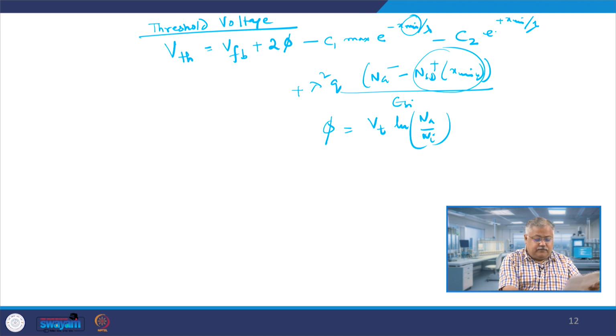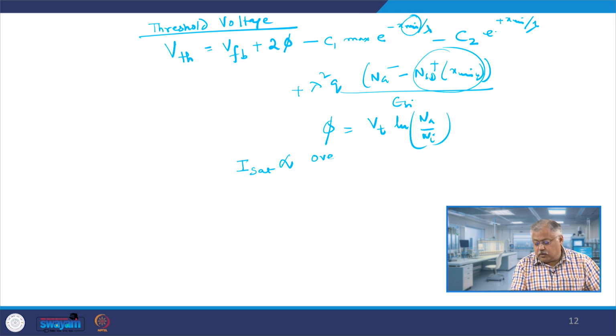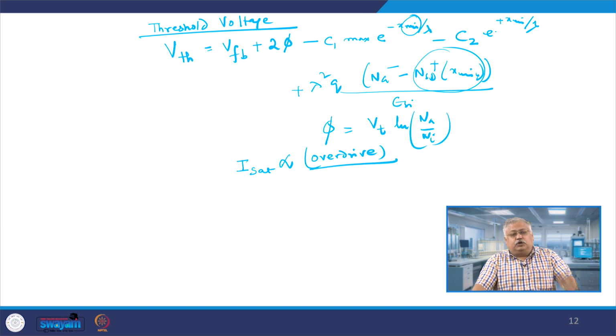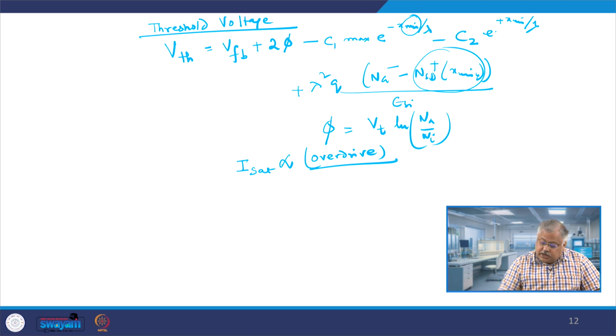When we plotted, we then found out the total current in the linear region and saturation region. I will not write down the expression for the whole one, but I sat, the saturation current, was seen to be proportional to the overdrive in a device. We have already seen that the saturation current is always proportional to overdrive, and it also depends inversely upon the effective channel length. So there is a W by L term in the I saturated region. I will just write down one term for you.